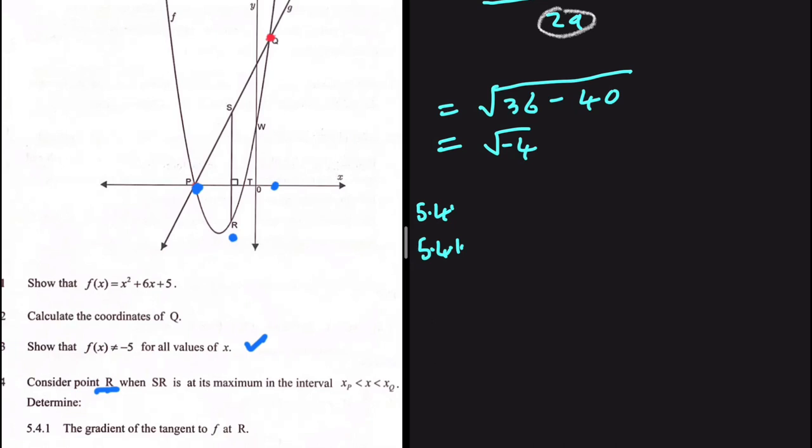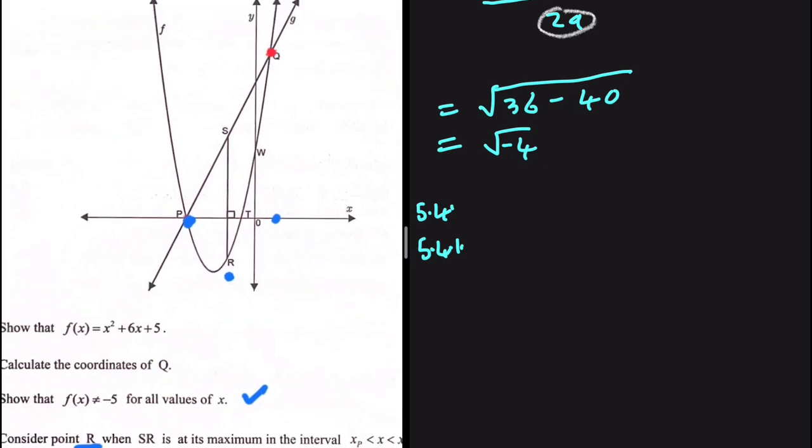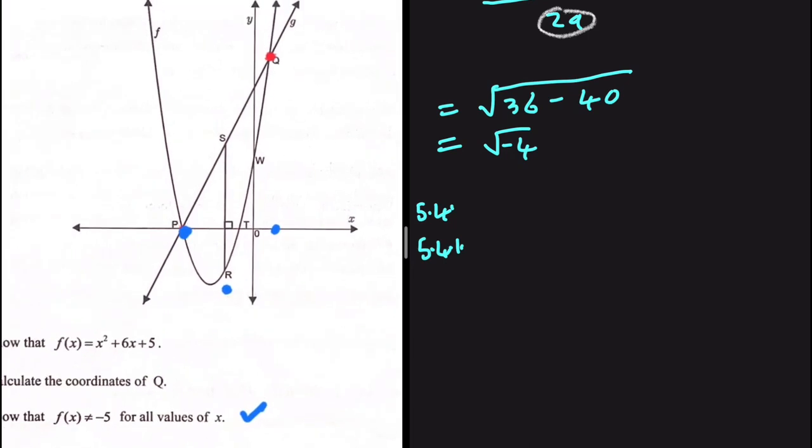So they're saying that SR is a maximum. It is the maximum distance between x of P and x of Q. So what we can actually do is find an equation for the distance between the two graphs. The graph that is above is g(x), right? And the graph below is f(x). So we can say g(x) minus f(x), and we're going to have an equation for the distance here. After finding the equation for that distance, we can differentiate it and equate to 0 in order to find the x value for which it is a maximum, and that will be the x value at R.